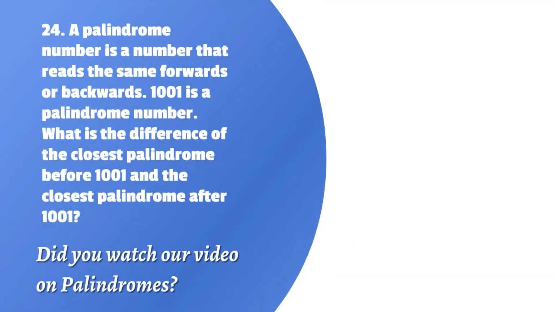Number 24. A palindrome number is a number that reads the same forwards and backwards. 1001 is a palindrome number. What is the difference of the closest palindrome before 1001 and the closest palindrome after 1001? The question here is, did you watch your video on palindromes?